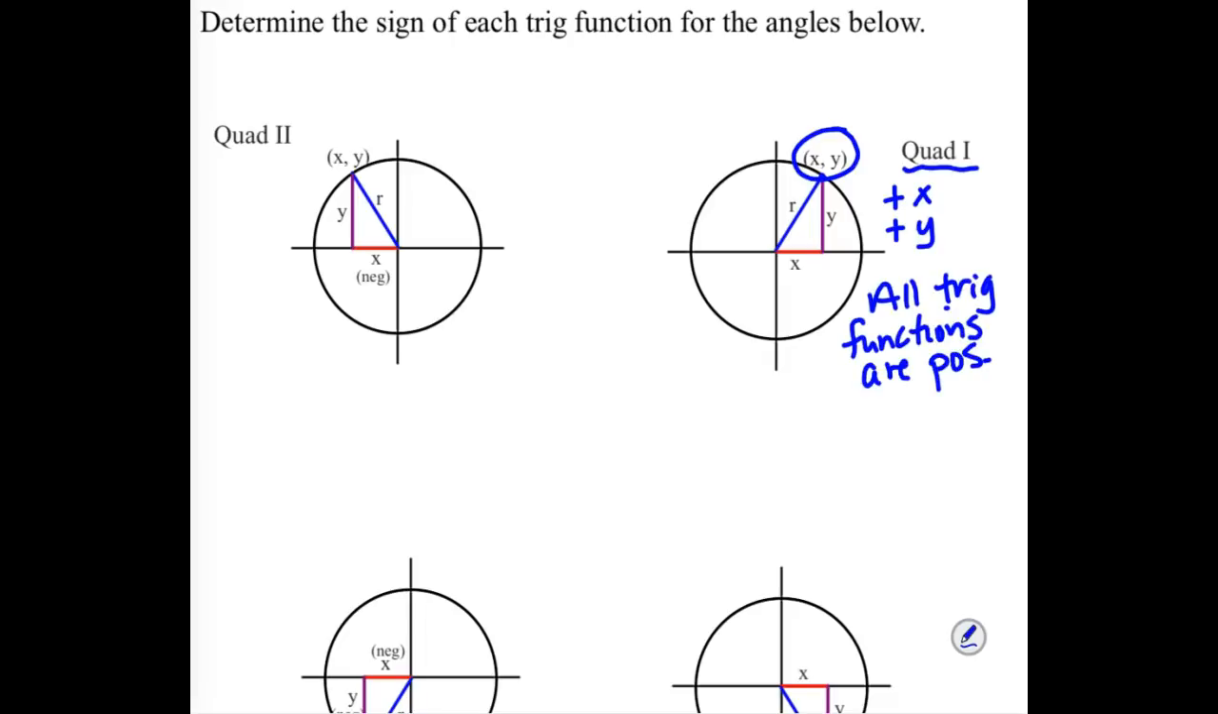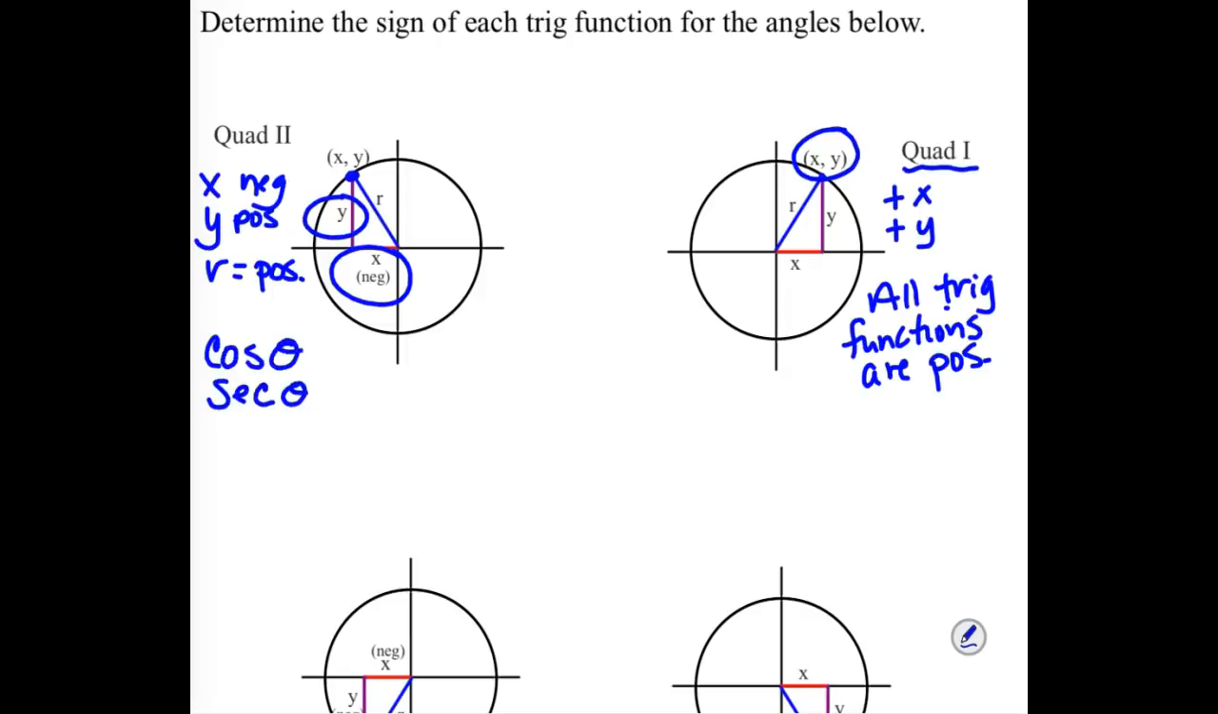All right, going to quadrant 2. Now a point in quadrant 2 has a negative x value, but a positive y value. So x is negative, y is positive. That means anything that deals with a y will be positive. Anything that has an x will be negative. Our radius, again, is always positive. So in this case, negatives are x, and x would be things like cosine and secant. So the cosine and the secant of that will be negative.